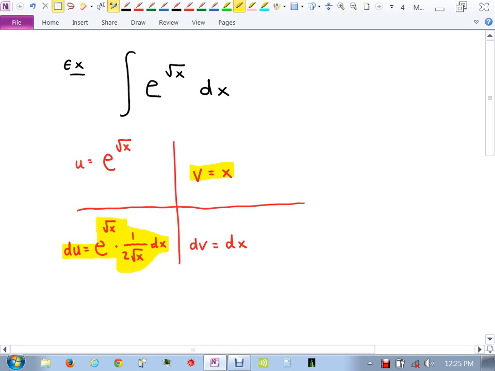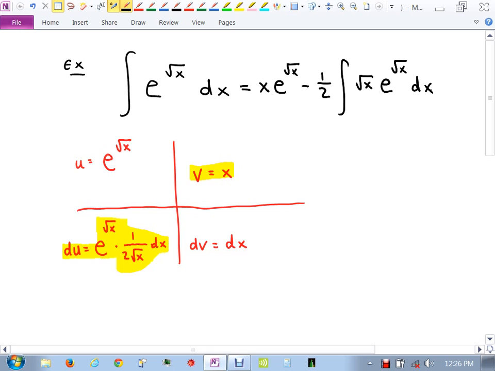I'll have e to the root x times x over root x, right? X over root x is root x. And you'll have a half there. Does that make it any better? I don't know. Let's see. This is going to become, I'm just rewriting this, uv minus, it'll stay minus, the 1/2 is going to come out, integral, v du is going to be square root of x e to the square root of x dx.